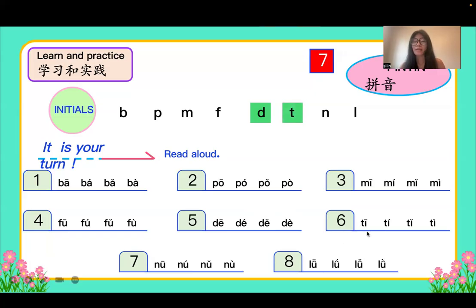remember we learned the I in Chinese, we say E, and this one we say T. So how to make it together? E, the first one, first tone. T. How about the second tone? T. And how about the third? T. And how about the last one? T. All right. T.